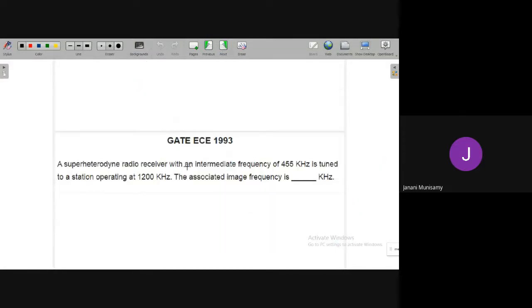Next, a superheterodyne receiver with intermediate frequency IF given as 455 kHz, and a station is tuned, operating at 1200 kilohertz. That means I want to receive the 1200 kilohertz channel. That is the station frequency is 1200K. IF is 455 kilohertz. What is the image signal? Direct formula: image is equal to Fs plus 2IF. 2110 kilohertz is the answer.